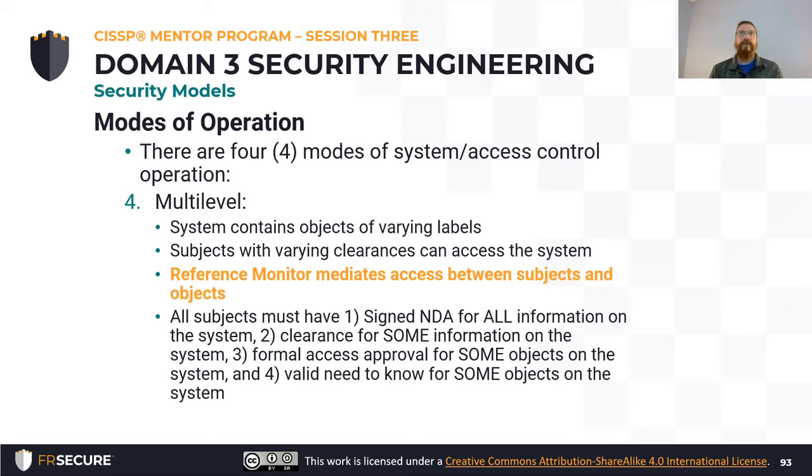All right. Multi-level. Objects have varying levels, labels, and varying clearances. You need to know reference monitor, mediating access between subjects and objects. If you see reference monitor, multi-level, that's your trigger right there. Same thing, signed NDA for all information, clearance for some of the information, formal access approval for some objects, and valid need to know for some. So you might have low, medium, high, secret, top secret, whatever. I just need to have access or clearance level that is equal to some information label that is on that system, and then having formal access approval for that, and having a valid need to know.